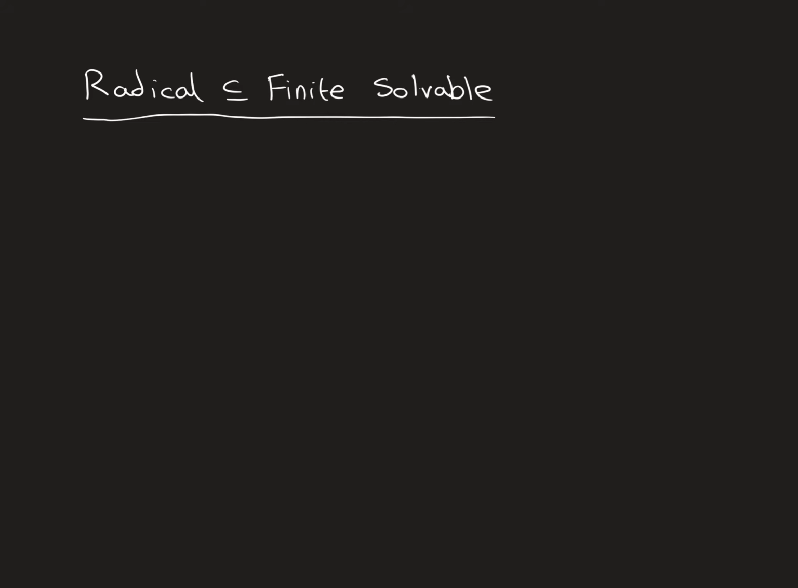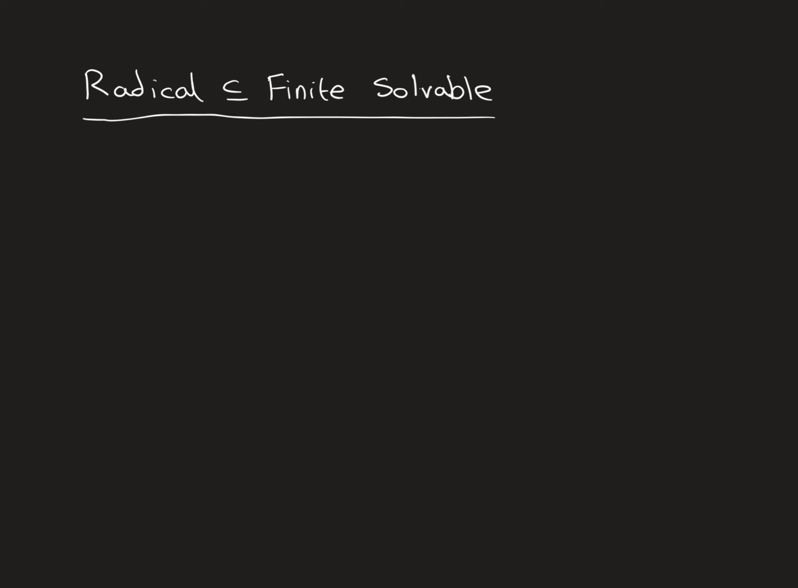Welcome back to this next video in the playlist on Galois theory. In this video we're ready to prove one of the two theorems that we needed in the video on solvability by radicals. Namely, we're ready to prove that if you have a characteristic zero field and a radical extension of that field, that radical extension is always contained inside some larger extension of your original ground field that is finite solvable.